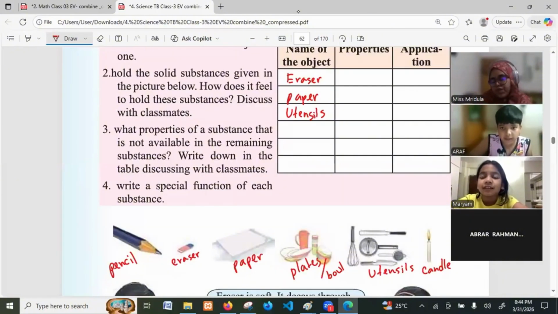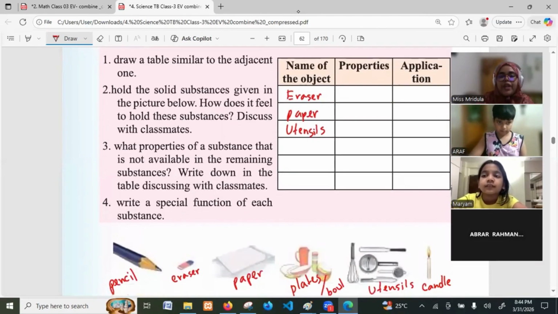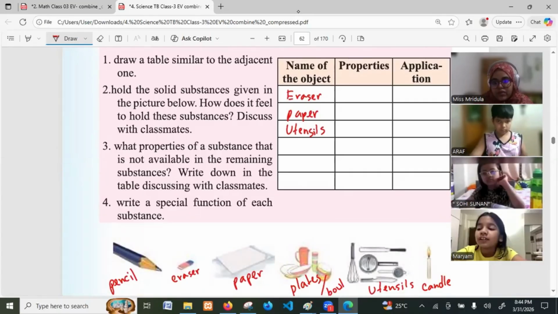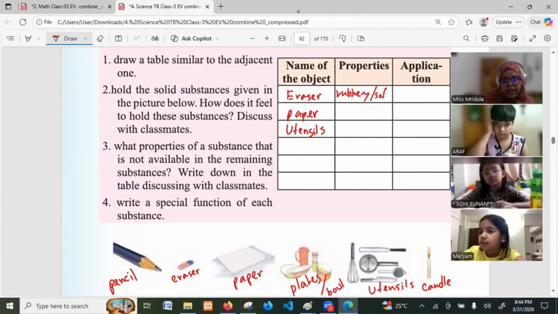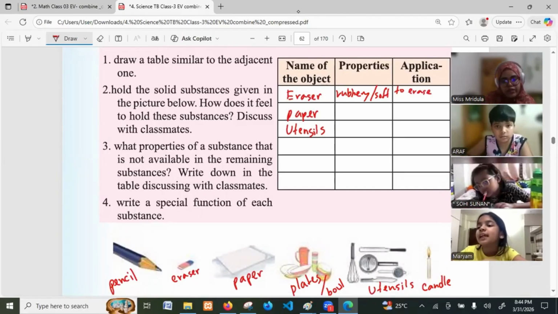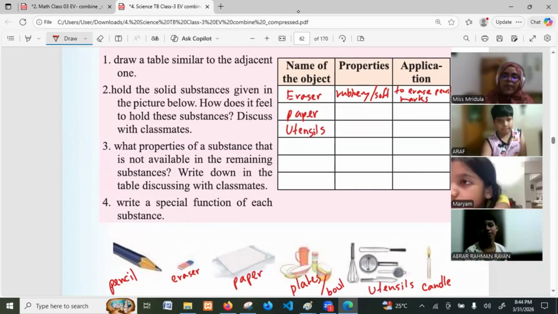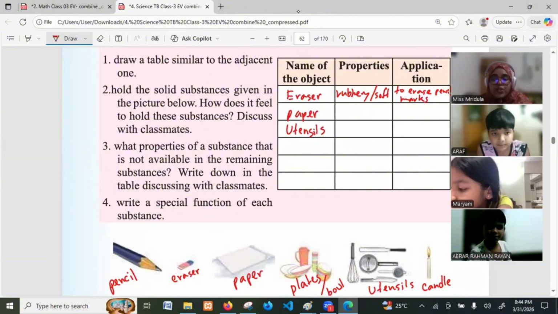Should we write this? No, you should not write, we are just discussing. So eraser. When you touch it, how does it feel? Rubbery. Soft. Yes, soft and rubbery, we can say that. What's the application? Why do we use it? To erase pencil marks, or to erase the mistakes that we make by writing in pencil, right? Okay. What is utensils? Utensils means the equipments that we use to cook things. Okay, miss.